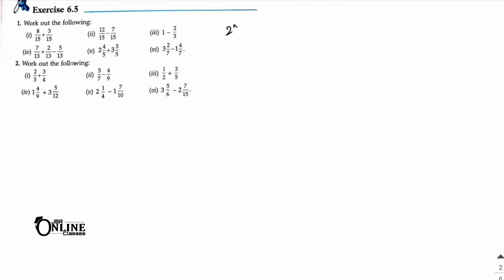Now next, sum number 21. In sum number 21, you have 2 by 3 plus 3 by 4. So first you have to find the LCM. So here 3 and 4, the LCM will be equal to 12, because 3 into 4 becomes 12. So write down here 12.